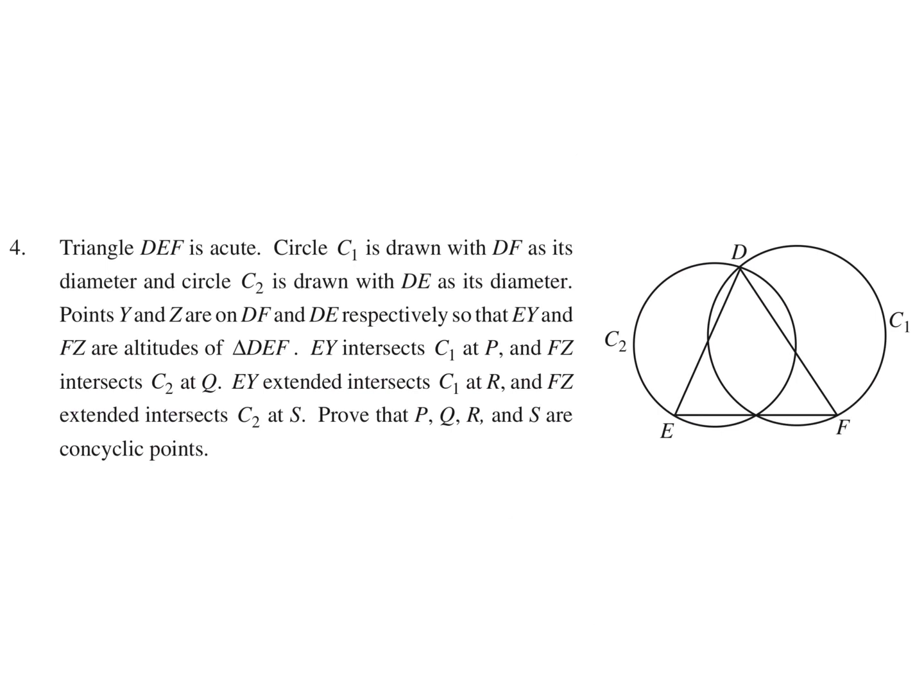Triangle DEF is acute. Circle C1 is drawn with DF as its diameter, and circle C2 is drawn with DE as its diameter. Points Y and Z are on DF and DE respectively, so that EY and FZ are altitudes of triangle DEF. EY intersects C1 at P, FZ intersects C2 at Q. EY extended intersects C1 at R, and FZ extended intersects C2 at S. Prove that P, Q, R, and S are concyclic points.